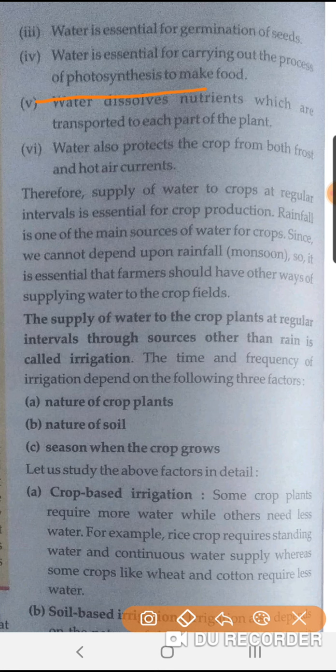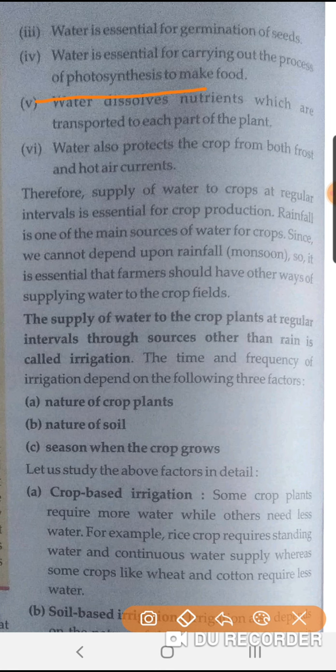Water dissolves nutrients which are transported to each part of the plant. Fine. Water dissolves the nutrients and they can go to all parts of the plant. Water also protects the crop from both frost and hot air currents. Who will bring the plant back to normal conditions from the heat? Water. Fine. Therefore we can say that supply of water to crops at regular intervals is essential for crop production.